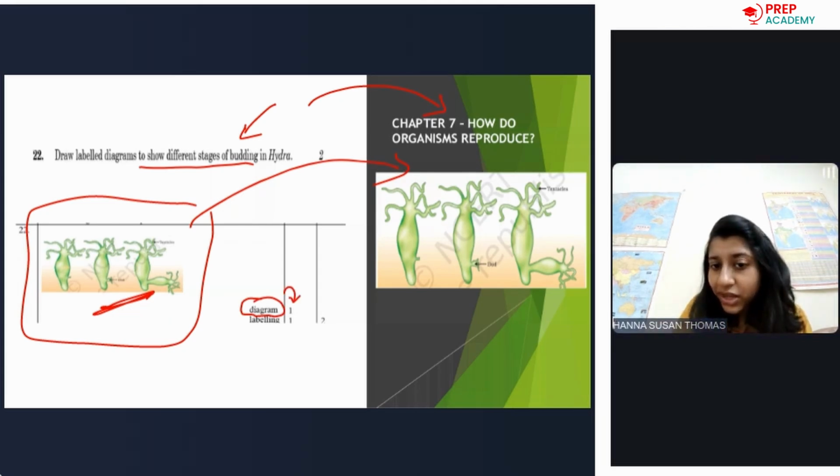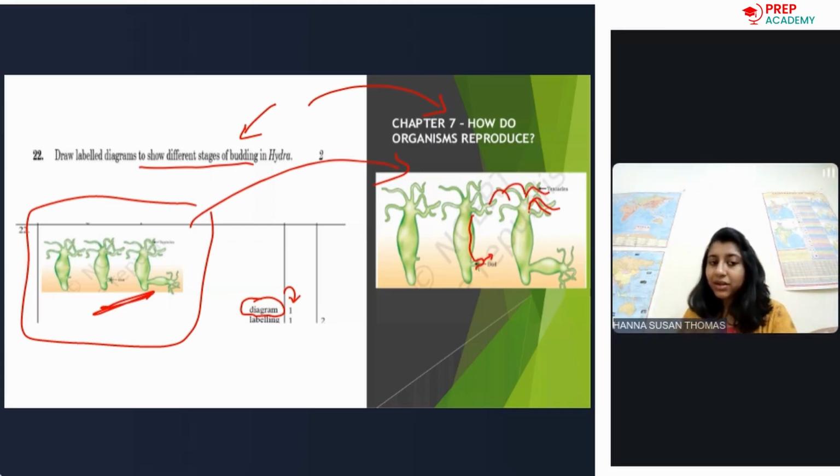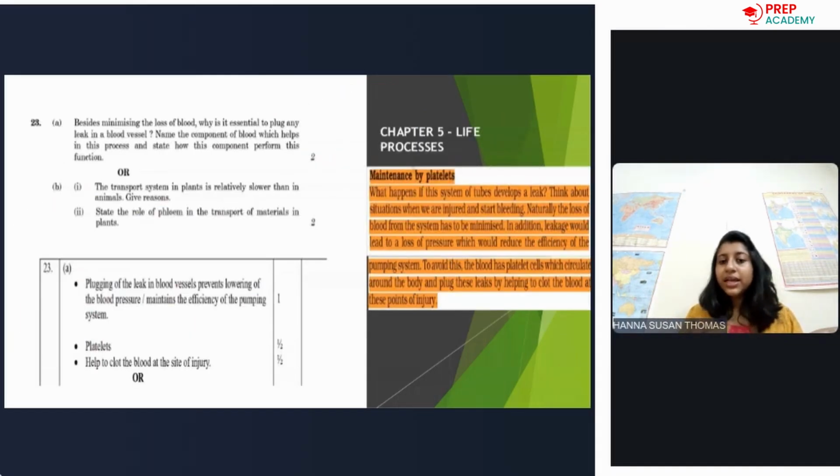For labeling, you have to label the bud here, and here you have to label the tentacles. By labeling the tentacles and bud and so on, you will get 1 mark. So by drawing and labeling, you will be awarded 2 marks. It's a simple question directly given in your textbook. Next question. It has an OR question also, right?